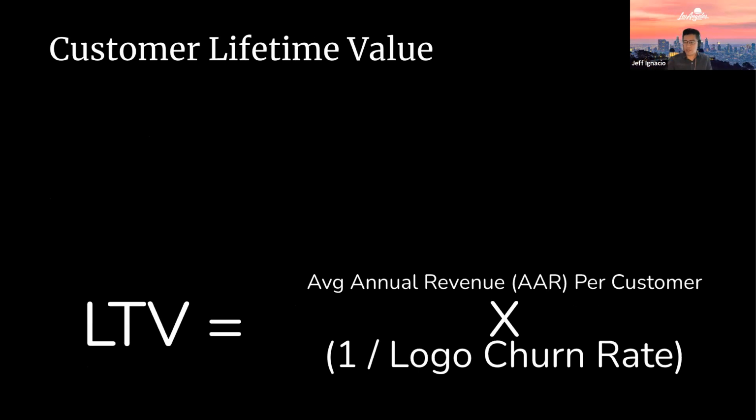So the LTV, and the easiest way to do this is to take your logo churn rate and invert that, dividing it into 1 and multiplying that by your average revenue per customer or average booking per customer. And that's going to get you your lifetime booking.